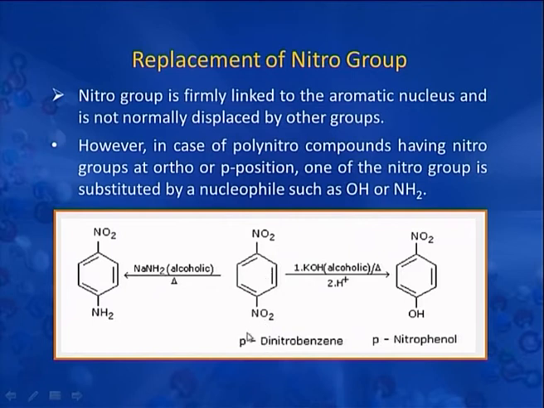As in this case, you can see this is para-dinitrobenzene. When it is treated upon with alcoholic sodamide and heated, then one of the nitro group is replaced by amino group. Here one of the nitro group is replaced by hydroxy group when the para-dinitrobenzene is treated upon with alcoholic KOH followed by acid hydrolysis.